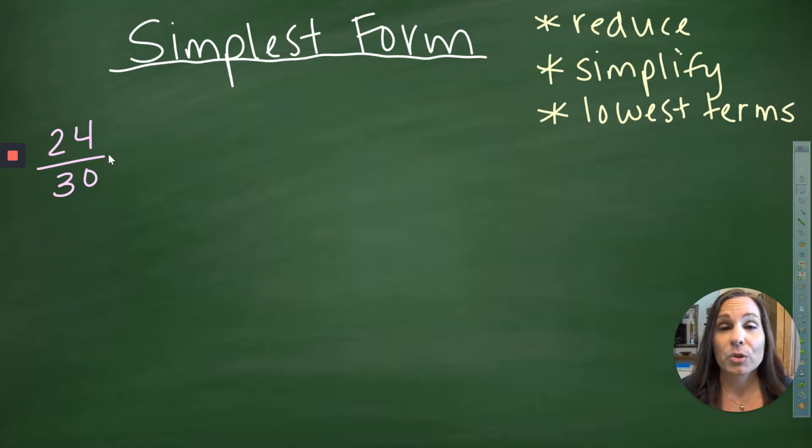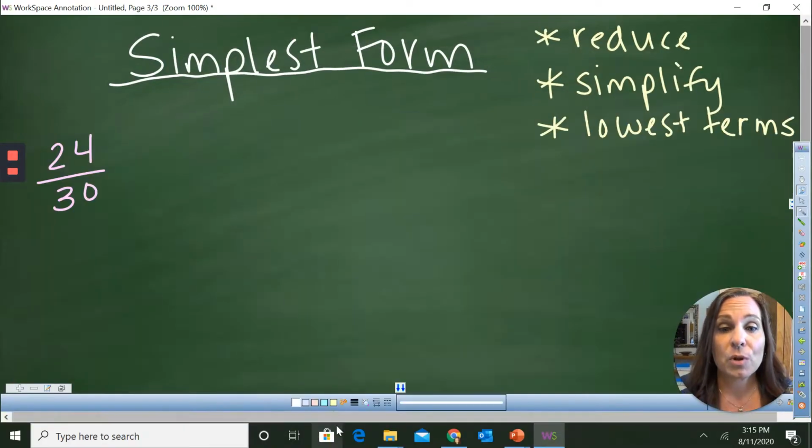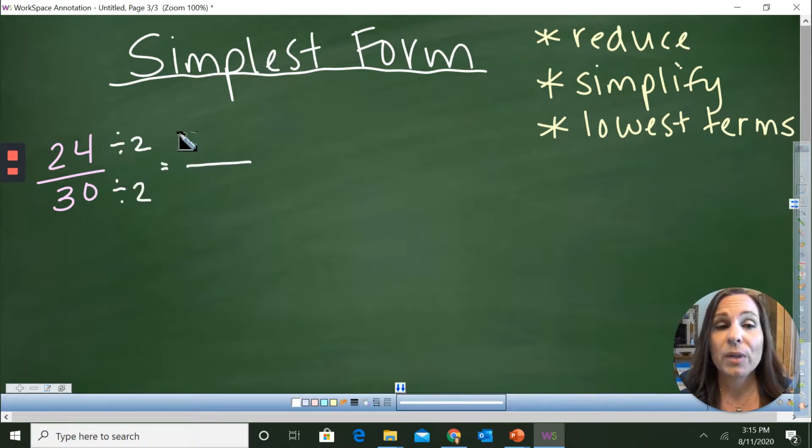This is also called reduce. It's also called simplify, also called lowest terms. All of those phrases mean the same thing. They all mean simplest form. So to do simplest form, I have to try to think of a number that's divisible by on both the top and the bottom. So in this case, both of these numbers are even. So I can divide by 2 and divide by 2. And when I do that, 24 divided by 2 is 12, and 30 divided by 2 is 15.